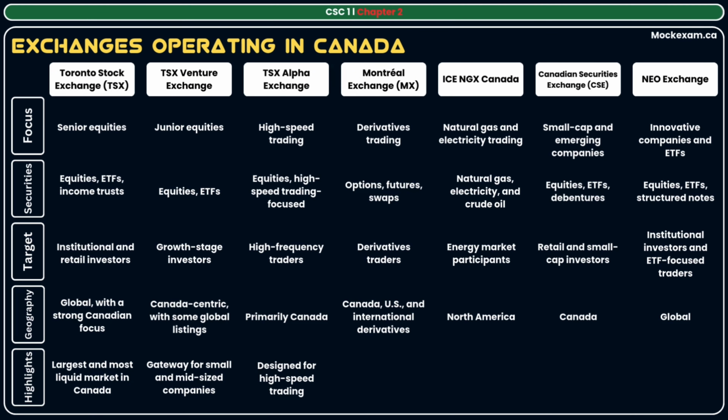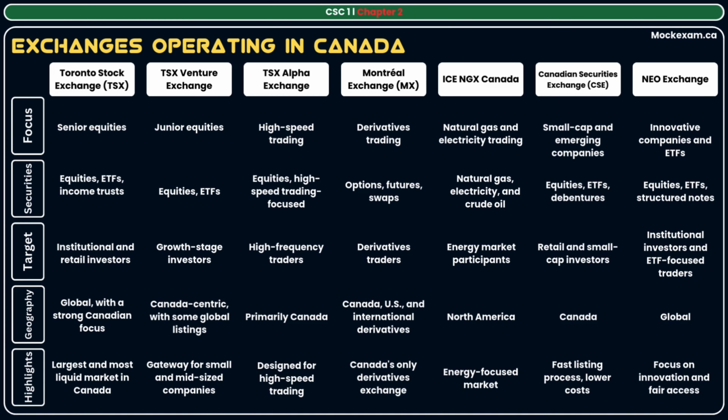MX or Montreal Exchange is Canada's only derivatives exchange. ICE NGX Canada is an energy-focused market. CSE has a fast listing process and lower costs. As we talked about, it's for small cap and emerging companies. And NEO Exchange is focused on innovation and fair access.